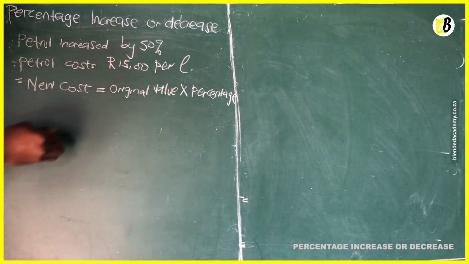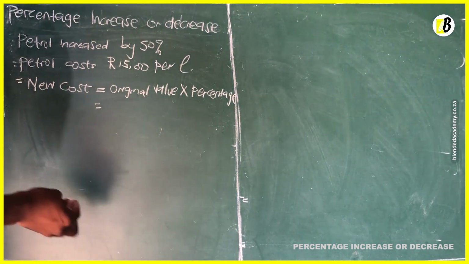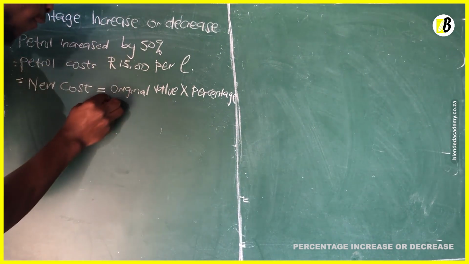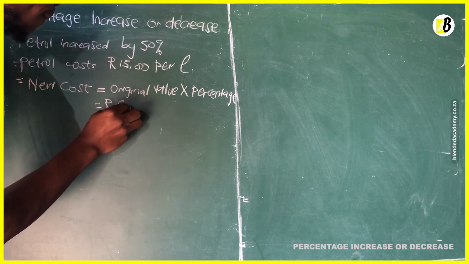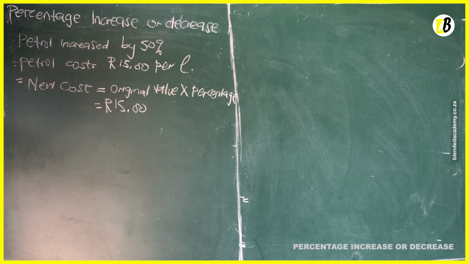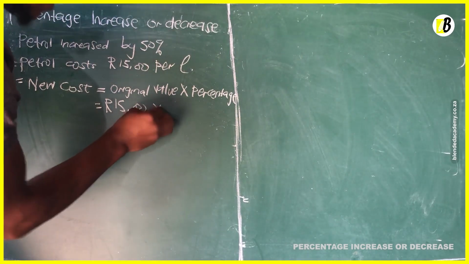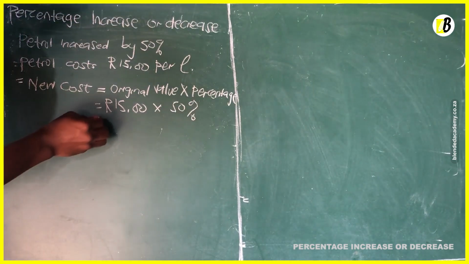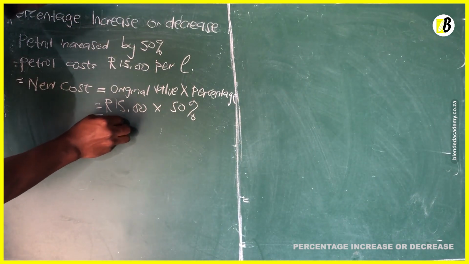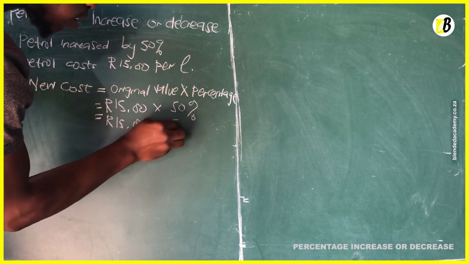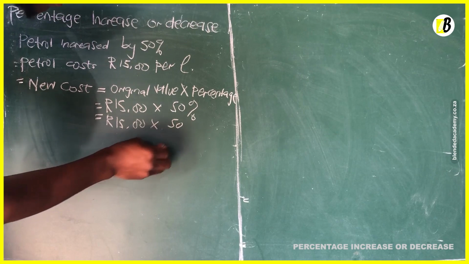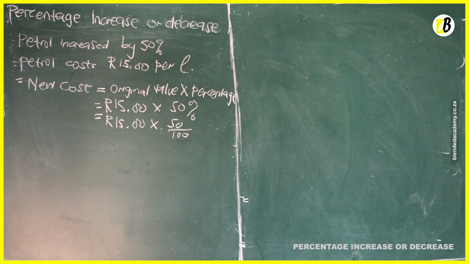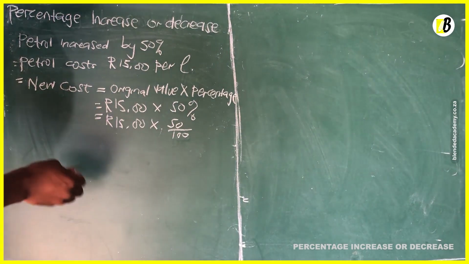right? Let's break it down now. So, what is the original value? The original value is the cost of petrol per liter, which is 15 Rand, right? So, multiply by the percentage. What is our percentage? It's 50%, right? So let's go on and break it down. So 15 Rand multiplied by 50 divided by 100. We all know that the percentage represents hundreds. So it's 50 divided by 100.